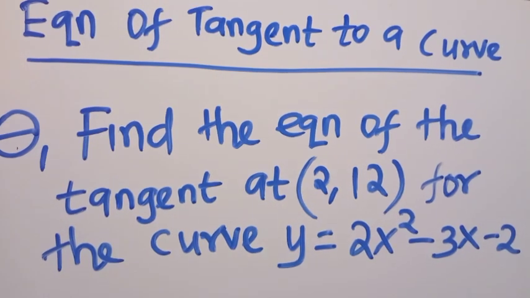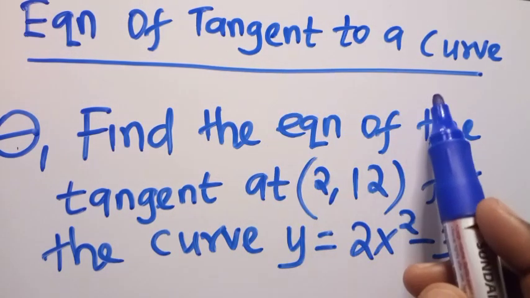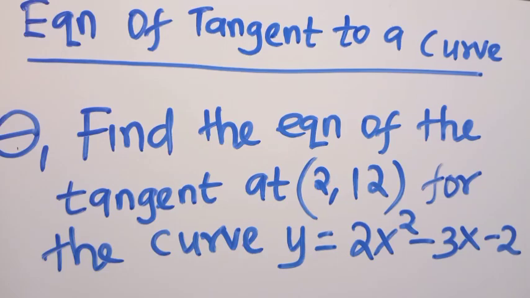Distinguished ladies and gentlemen, I want us to look at the equation of a tangent to a curve. Having a look at the equation of a tangent to a curve, I want us to consider this question so that we get to understand how you can find the equation of a tangent to a curve. Now, the question is: find the equation of the tangent at (2, 12) for the curve y equals 2x squared minus 3x minus 2.